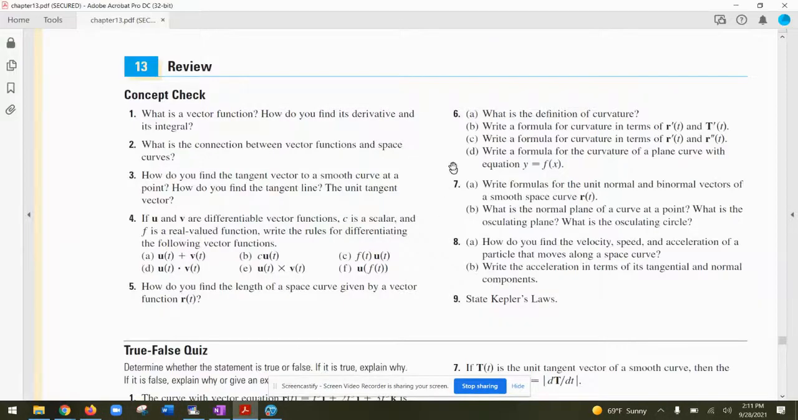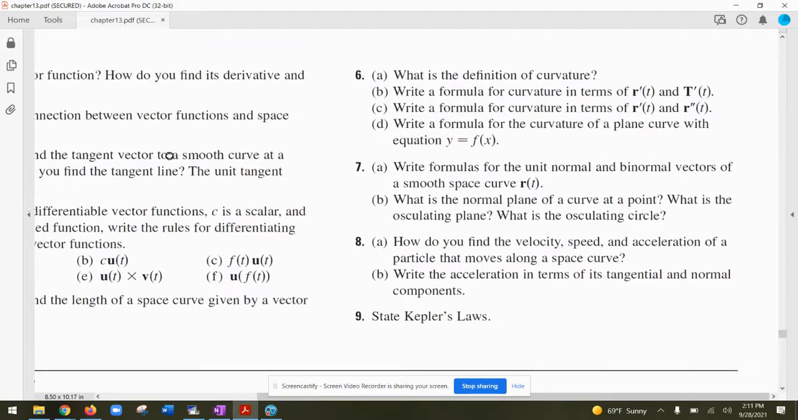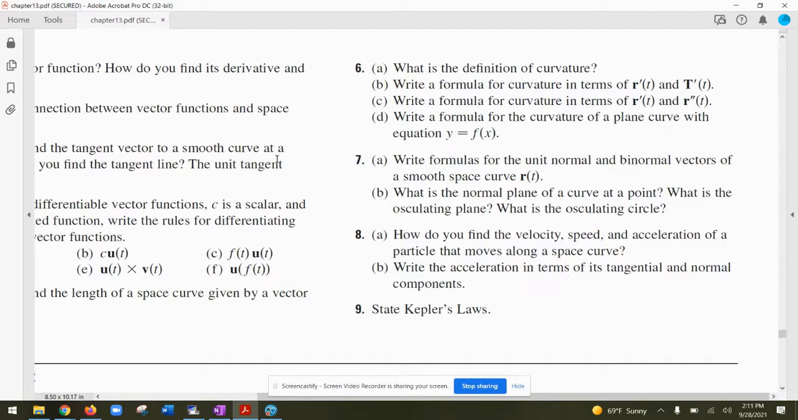I want us to tackle number 6 to begin with. Everybody look at it here. What is the definition of curvature? I'm going to throw that question to, oops, I forgot my cards. Let's go with Keenan. What's curvature? How quickly the tangent vector turns. Yeah, good job. How quickly the tangent vector turns.